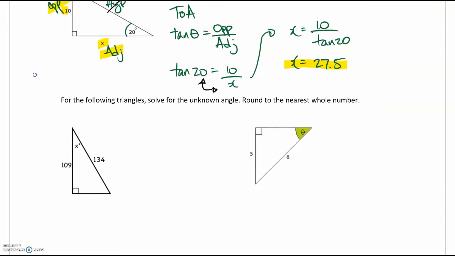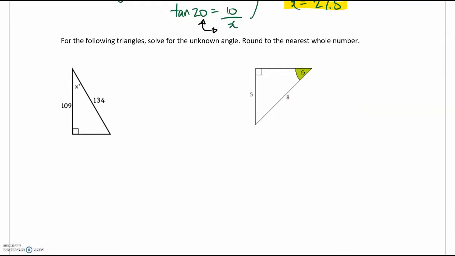So that's how you do it with sides. What if you had an angle?